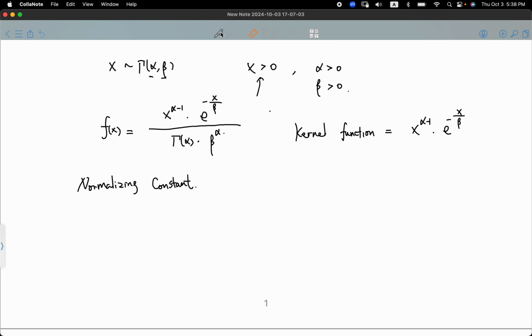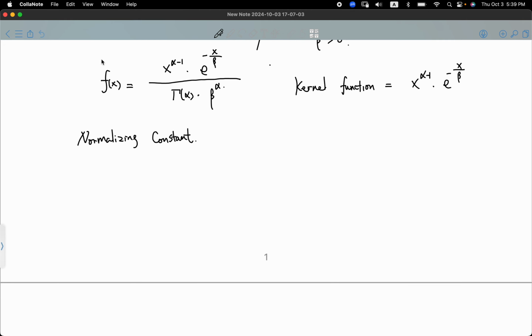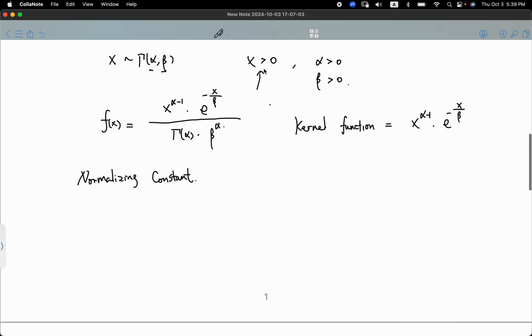Okay, I would like to spend this part emphasizing that when you integrate the kernel function over the support of this random variable, you will end up with the normalizing constant. So when you divide by the normalizing constant and integrate the whole thing again, you will end up with an area under the curve equal to 1. Let's just verify what I just said.